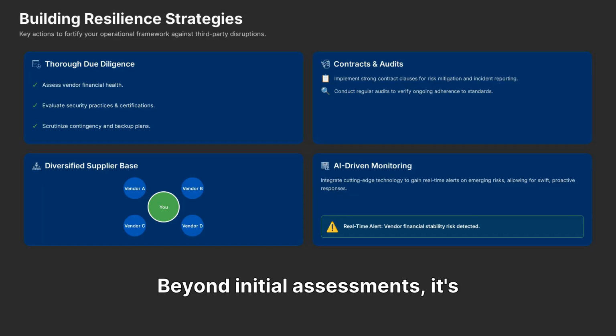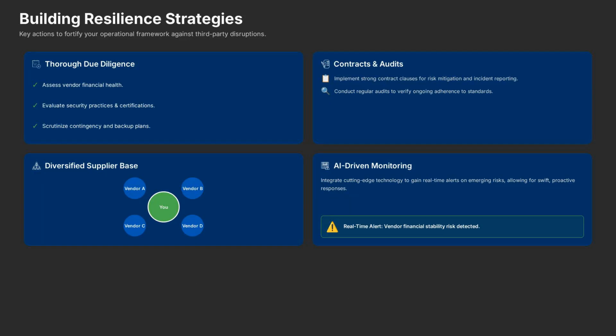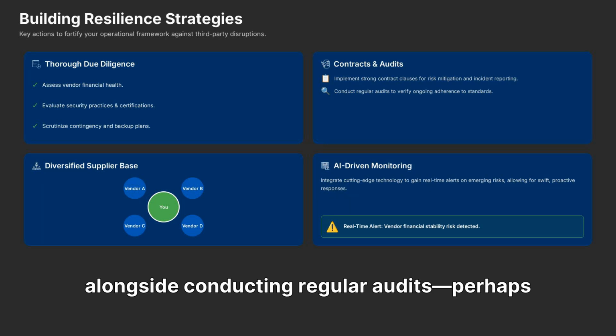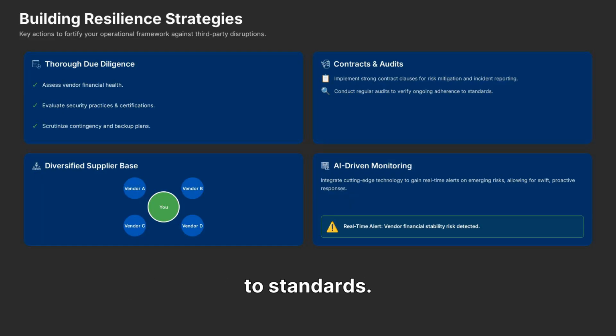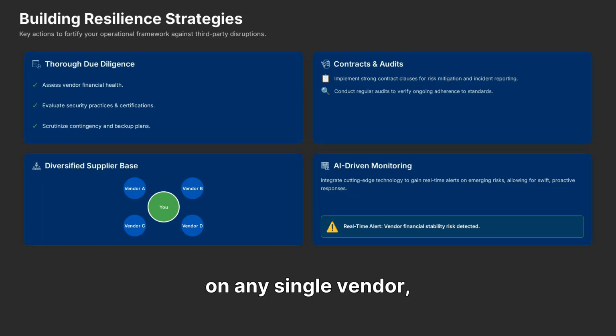Beyond initial assessments, it's crucial to implement strong contract clauses that outline specific risk mitigation responsibilities, such as mandatory incident reporting within 24 hours and penalties for non-compliance, alongside conducting regular audits, perhaps quarterly, to verify ongoing adherence to standards. Furthermore, adopting a diversified supplier base reduces dependency on any single vendor, much like how major banks spread their outsourcing across multiple providers to avoid single points of failure.